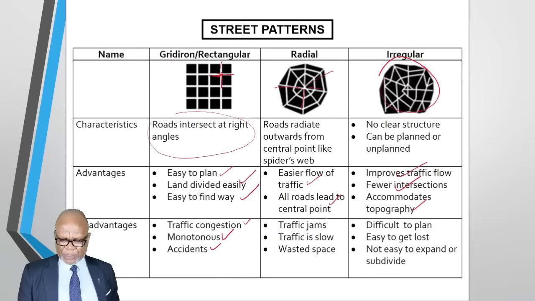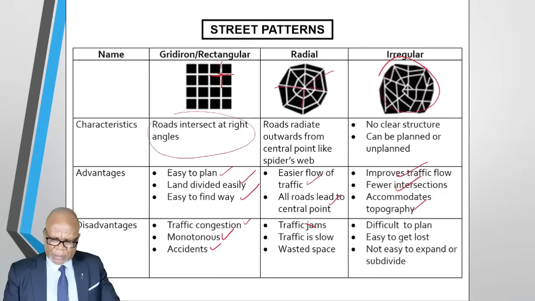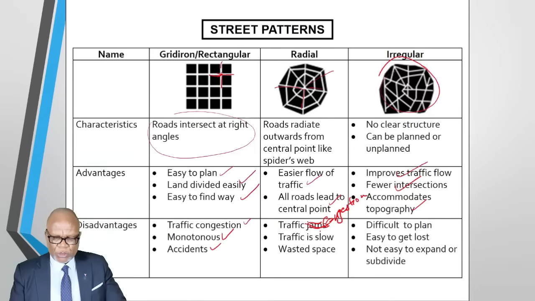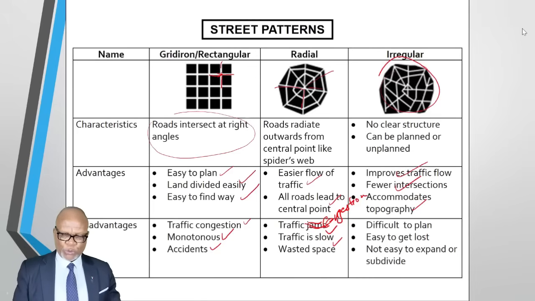And then this one, because all roads are going into the center, is going to result in traffic congestion. The correct word there is congestion, not jam. It will result in traffic congestion, not traffic jam. And because the traffic is going to be moving very slowly, there's a lot of wasted space. The space is not used economically there.